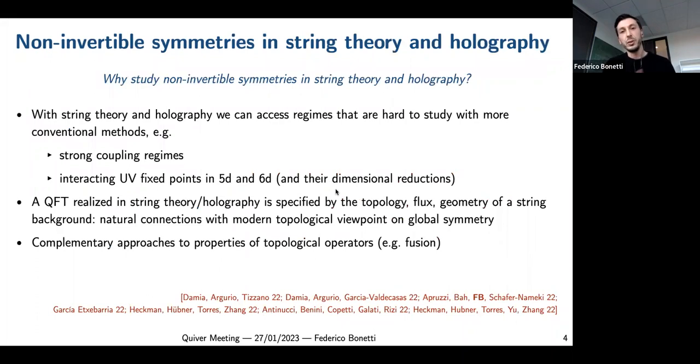And the other angle that I would like to take for the talk is that it's actually useful to also address these kinds of questions within the context of string theory and holography. Let me give you a quick motivation as to why I think this can be a fruitful way of thinking about this problem. On the one hand, we know that within the realm of string theory and holography, we can access some regimes of quantum field theory that would be hard to study otherwise.